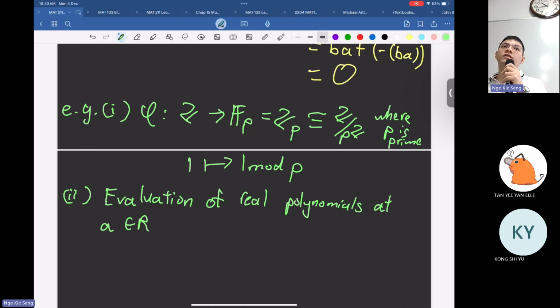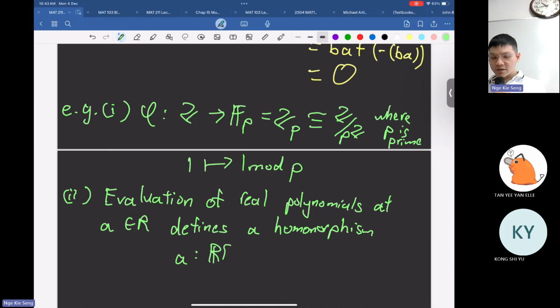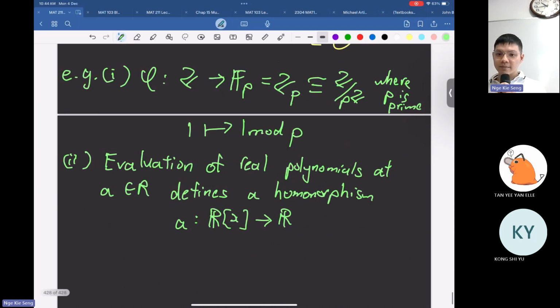Previously you just substituted. If you want to check at the point x equals 0, you substitute x equals 0. Now you see it as a map, as a homomorphism. Similar story as the free group just now: you just compute the product, but collectively we form a map. So this is a homomorphism. Substitution is just a map from the polynomial ring to the scalars.